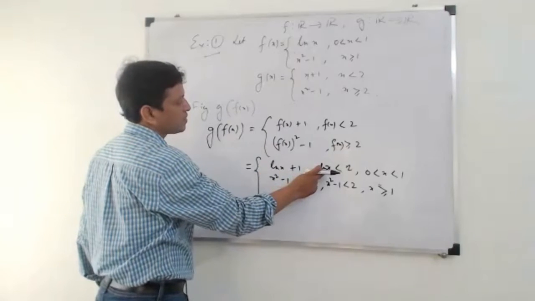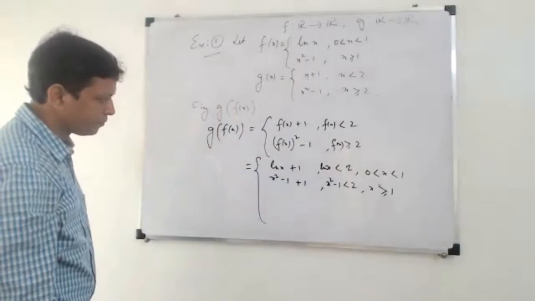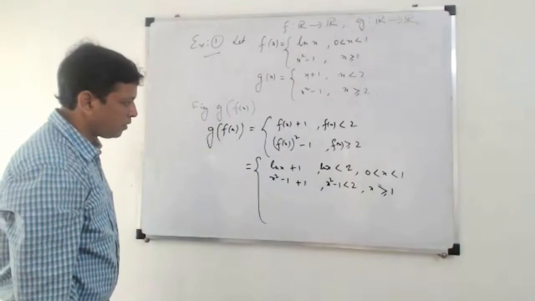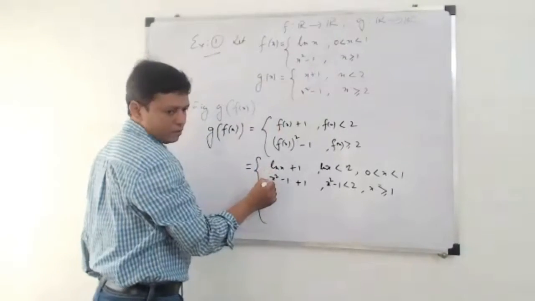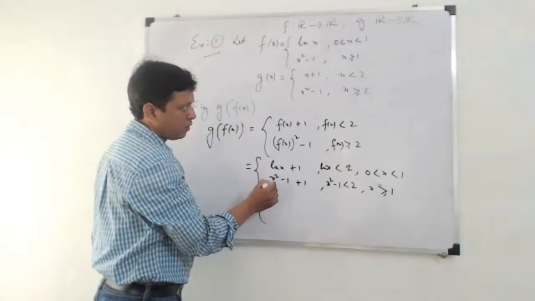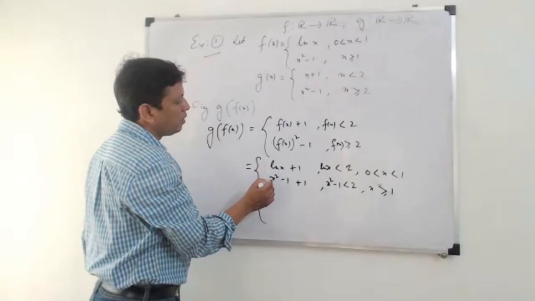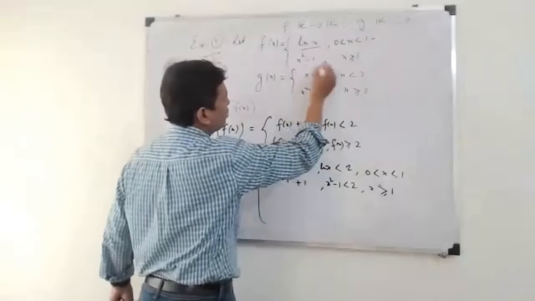Sir, how to know where to replace with ln x and where to replace with x square minus 1? No, I am writing two parts. You have two parts, so you have to replace two parts. Yes, sir. I'm asking how do you know that ln x will be the first f(x)? No, you can write this one. Actually, ln x is the first part, and x square minus 1 is the second part.